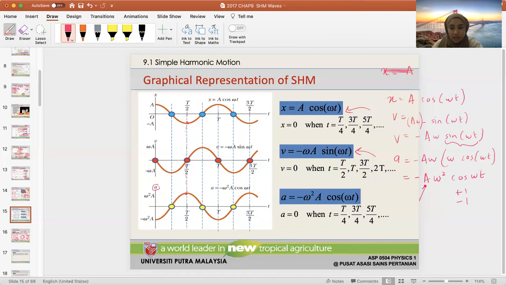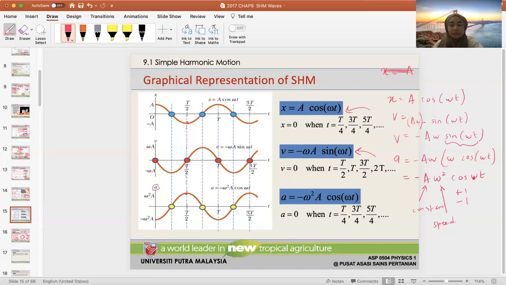Because why? Because A is a constant, doesn't change. Omega also is a constant. The speed is the same for a simple harmonic motion. Kenapa? Sebab dia repetitive over the same path. Dia tak boleh ada perubahan. Dia kena sama je. So kalau semua benda sama je, speed pun kena sama. So A, displacement, sama. Speed, sama. The only thing that changes is the cosine omega t.